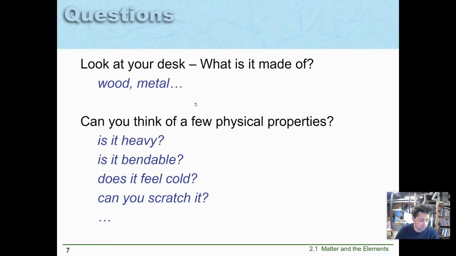So when we look around the world, take a second to look around. What is your desk or your table or whatever you're working on made of? Is it made of wood, metal, glass? And then can you think of any physical properties? Things like, is it heavy or is it bendable? Does it feel cold? Can you scratch it?